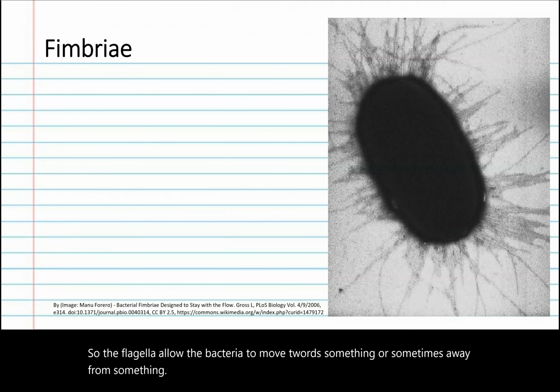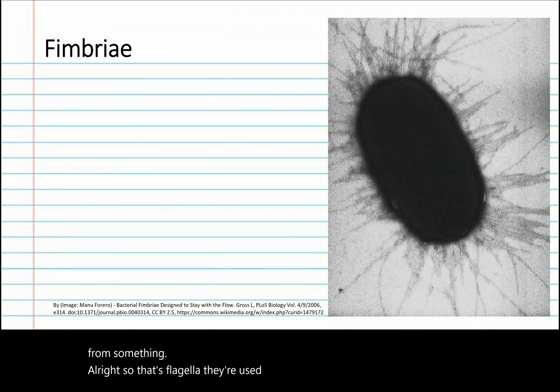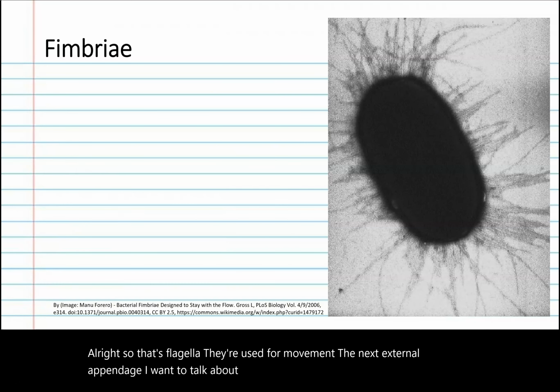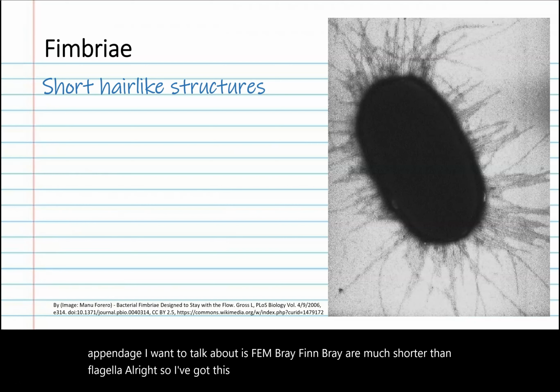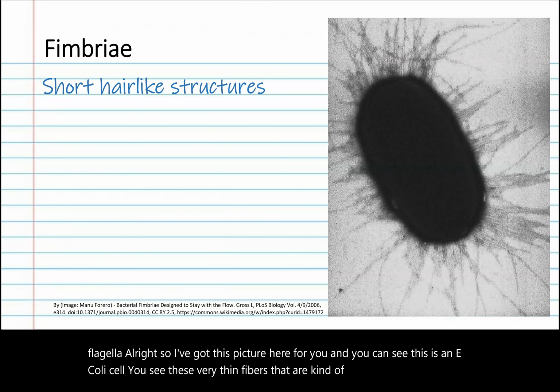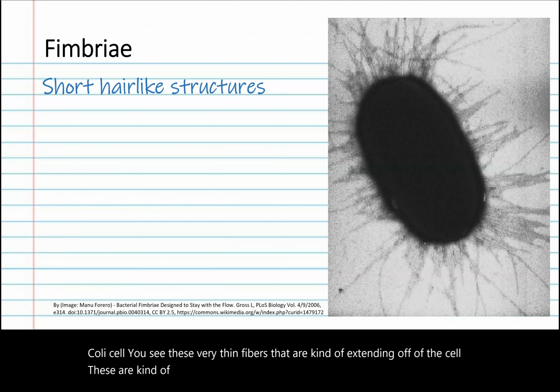All right, so that's flagella. They're used for movement. The next external appendage I want to talk about is fimbriae. Fimbriae are much shorter than flagella. All right, so I've got this picture here for you, and you can see this is an E. coli cell. And you see these very thin fibers that are extending off of the cell. These are short hair-like structures. You don't have a flagella to compare it to, but they're much shorter than the flagella.